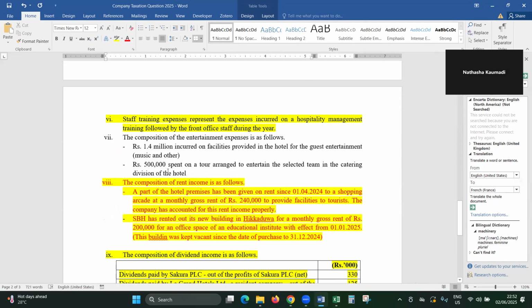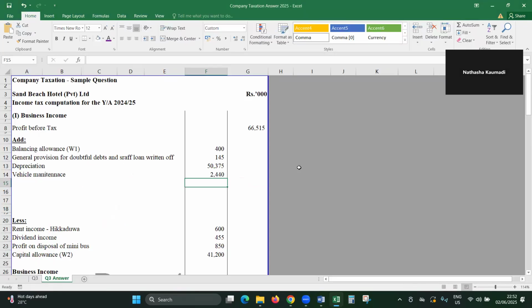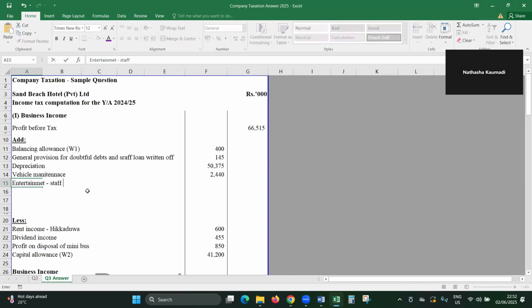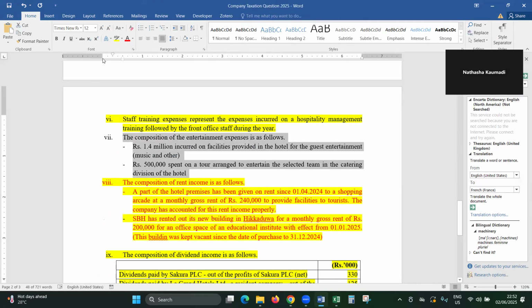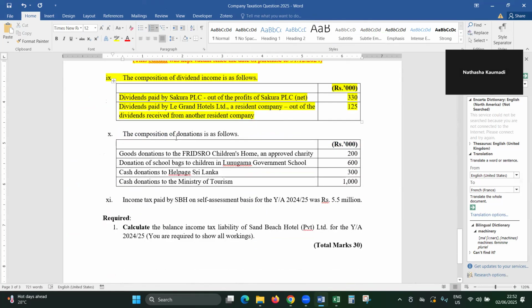But look at this, 500,000 spent on a tour arranged to entertain the selected team in the catering division of the hotel. Not for all the members of the catering division as well. Some selected parties have gone on a tour. This 500,000 is not allowed to deduct. So that's why you are adding it back, entertainment, staff tour, 500,000. You have considered this entertainment part as well.